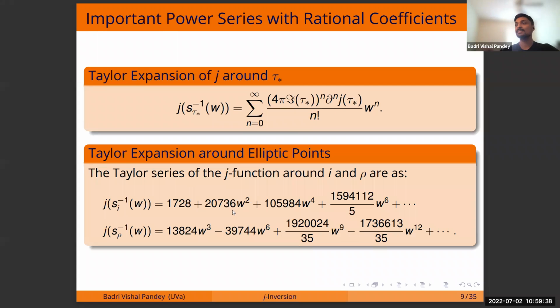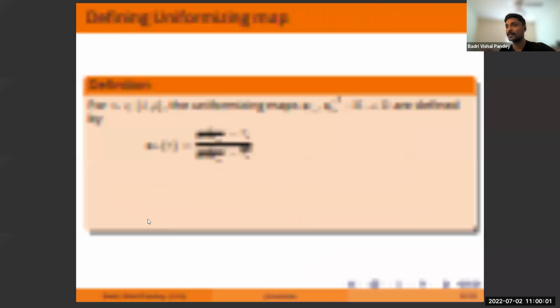So in these cases, the Taylor expansion has a closed formula when you evaluate at these points, but I won't be writing it here, because we don't need that. And it turns out that its Taylor expansion looks something like this. And this actually verifies the fact that I talked about earlier.